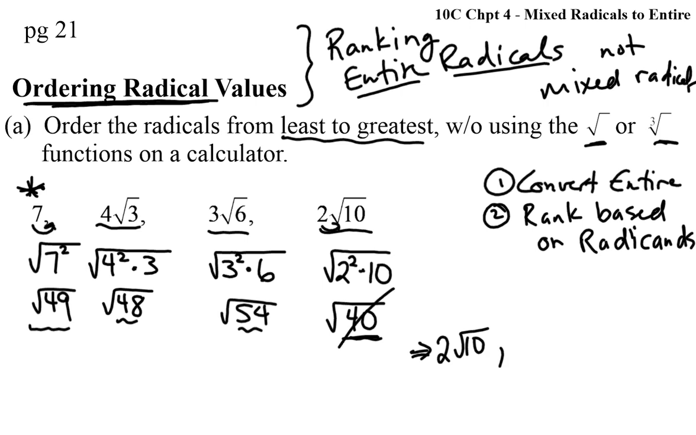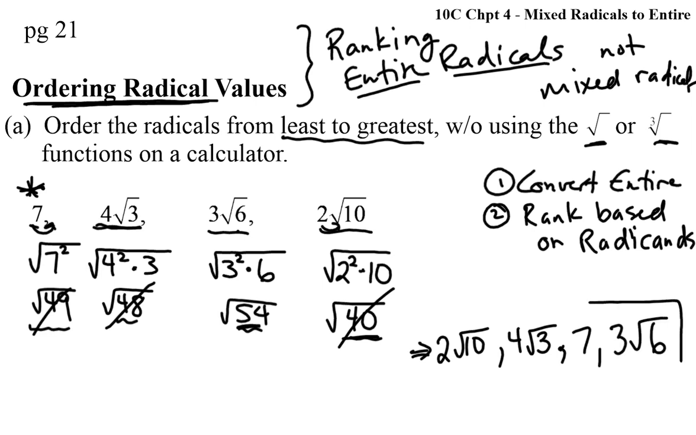What's next smallest? The root 48. So the 4 root 3. Always rank originals, don't rank your work. Next smallest is 49, which was the 7. And the biggest, root 54, which was the 3 root 6. So entire radicals aren't going to be important moving forward as a mixed radical, but it still has a use.